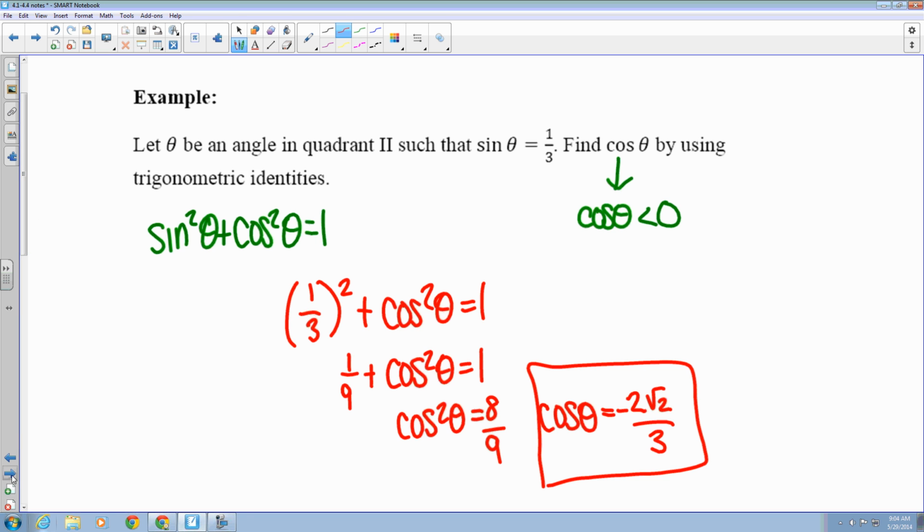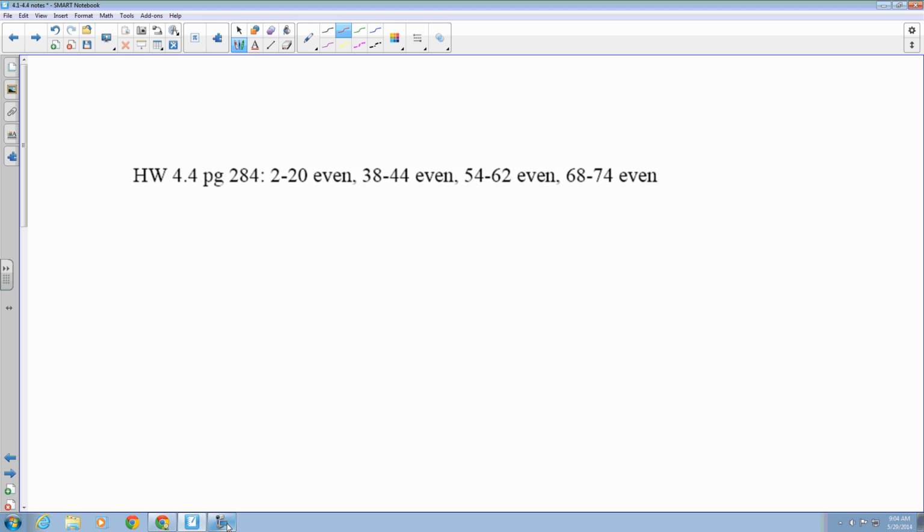Somehow the homework snuck onto the top of the next page, right there, but that is section 4.